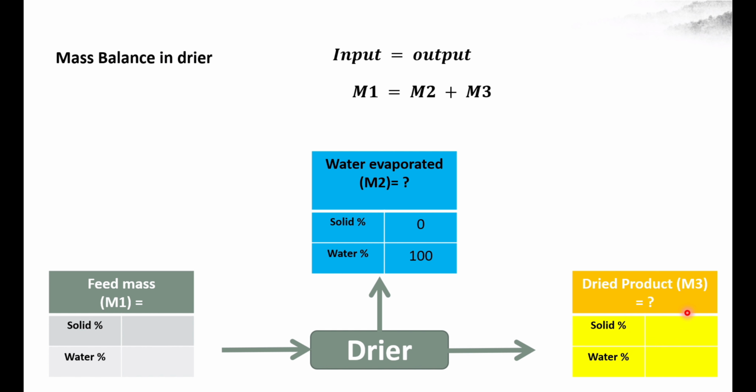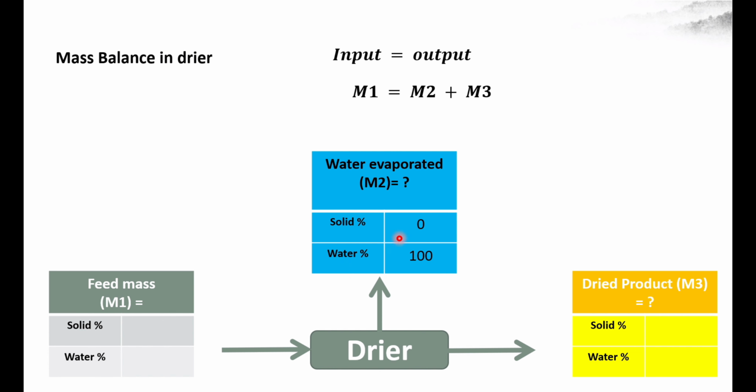While performing mass balance in any unit operation, we will be equating the input stream and output stream. That would be the first step in solving the mass balance problem. In any problem related to a dryer, we are expected to find the details of all these three streams. Coming to the feed, we need the mass of feed entering the dryer, the percentage of solids in the feed, and the percentage of water in the feed. In stream M2, we are expected to calculate the mass of water vapor generated.